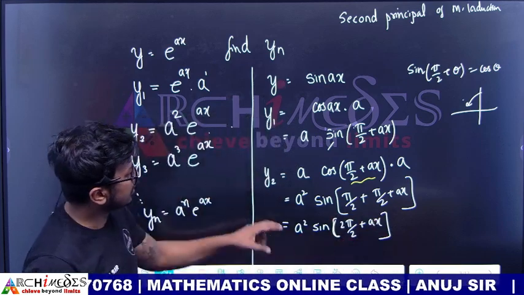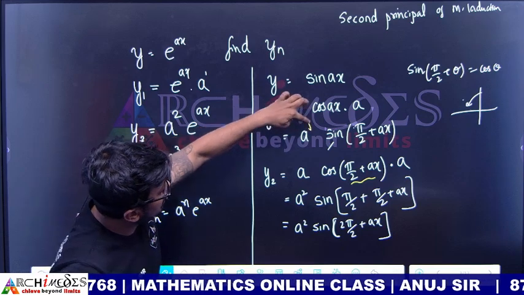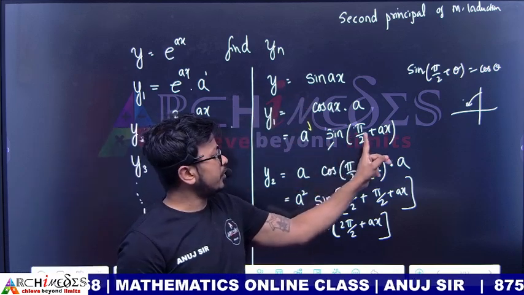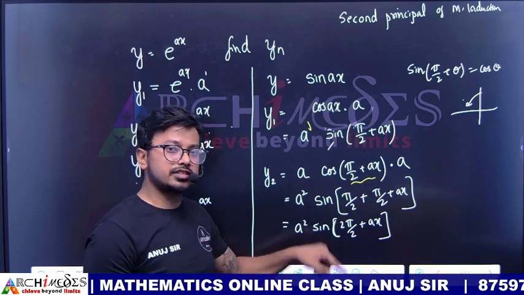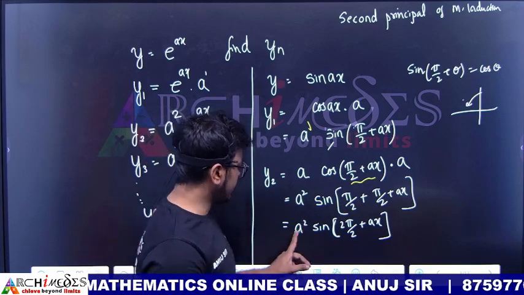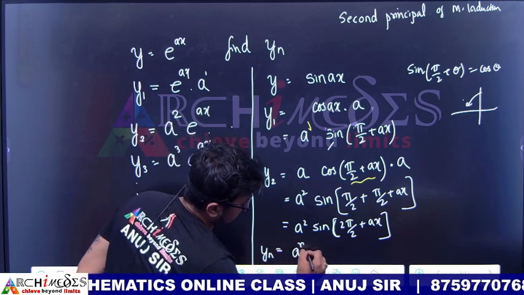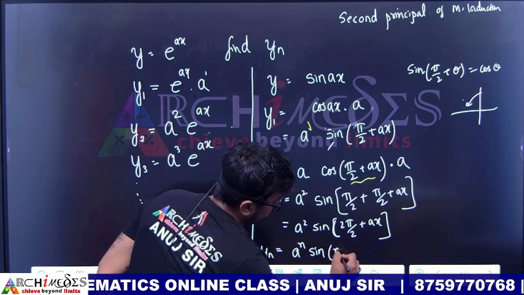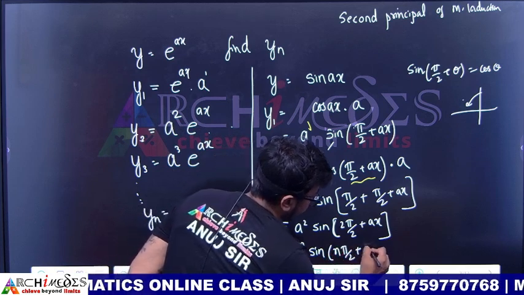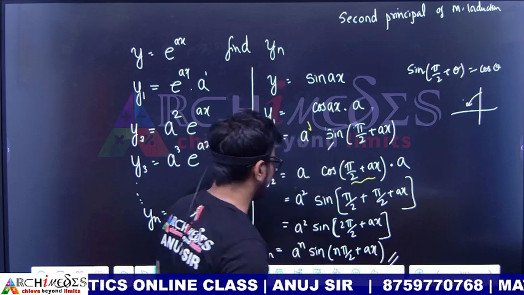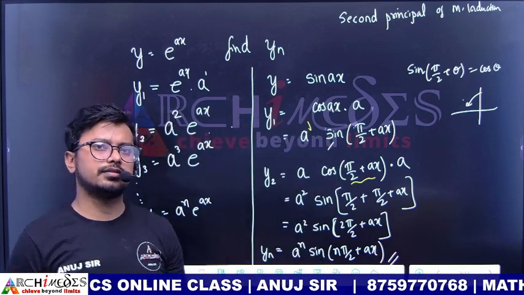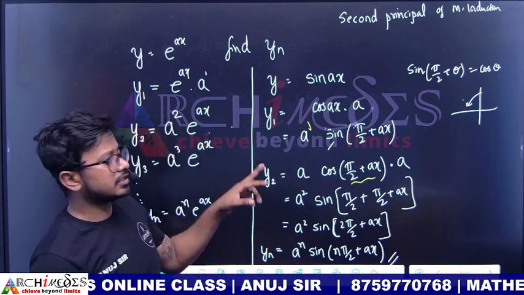So you see the series. When it is 1, it is a sin of 1 pi by 2 plus ax. When it is 2, it is a square. If we differentiate one more time, it becomes a cube. So what is yn? Then it is a to the n sin of n pi by 2 plus ax. Any doubt? This is how we find the nth derivative, because we need this one. Clear?